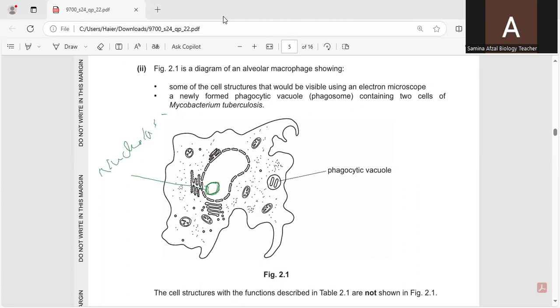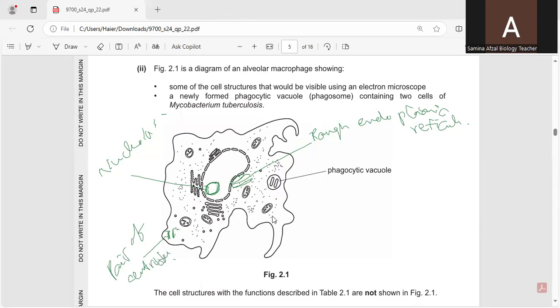And second, we have to draw the rough endoplasmic reticulum. And we can draw, in this way, a pair of centrioles. So that was all about the labeling and drawing.